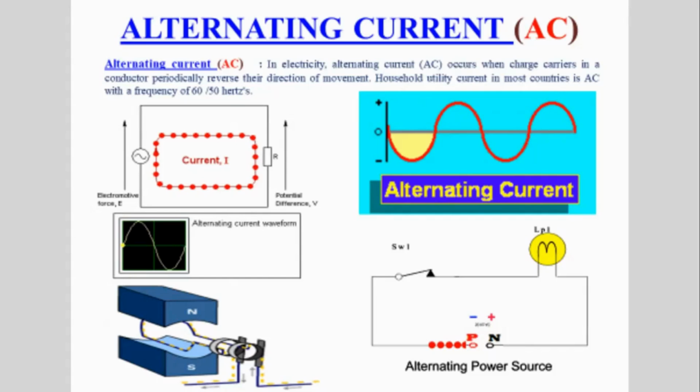In our country and in most countries, domestic AC current works on 50 hertz. What is 50 hertz? It's a frequency, an AC frequency. In the US, it is 60 hertz. So what you have to remember is: periodically reverse direction. That is important.